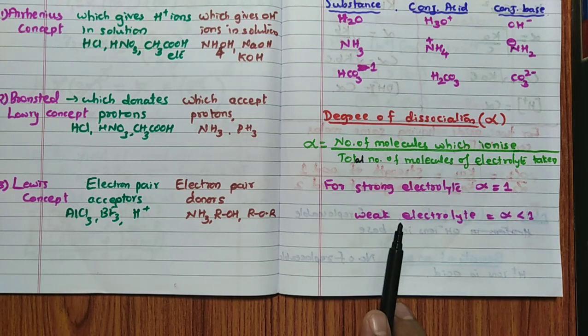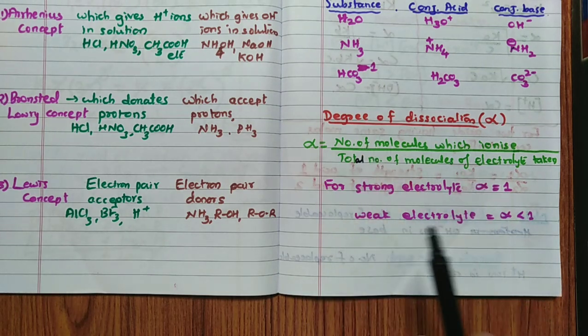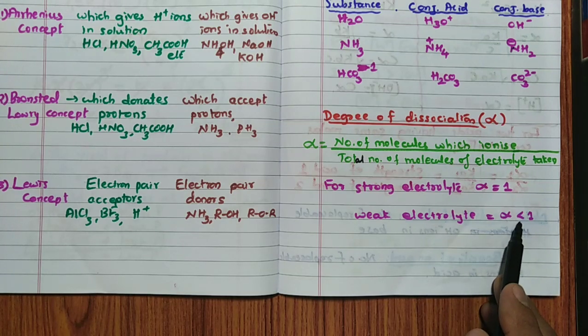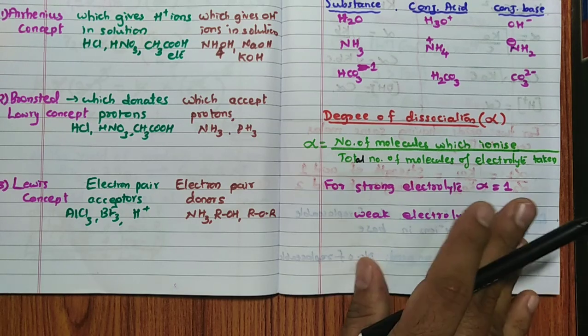Weak electrolyte, like acetic acid. Now you can see the total number of molecules of electrolyte taken is 10, but of acetic acid only 5 molecules may dissociate, which means 5 by 10. Always it will be less than 1. Very important: for a weak electrolyte alpha is less than 1, for a strong electrolyte it is equal to 1.